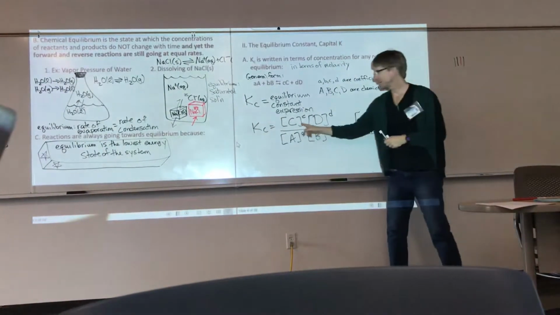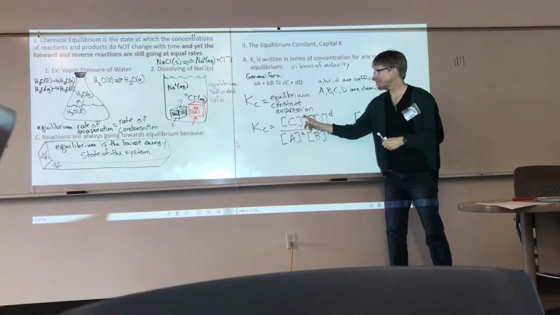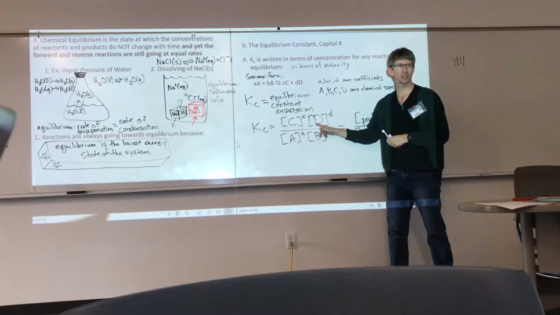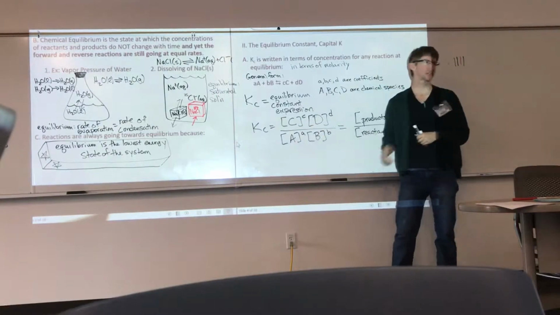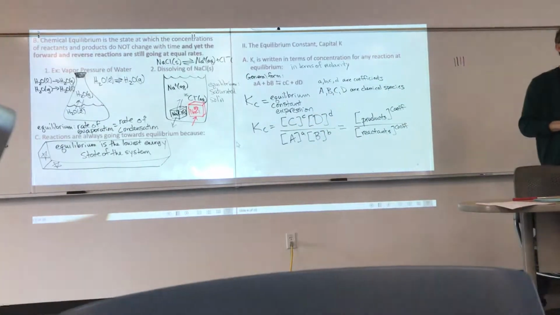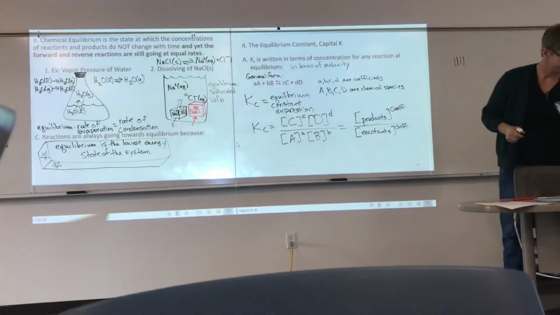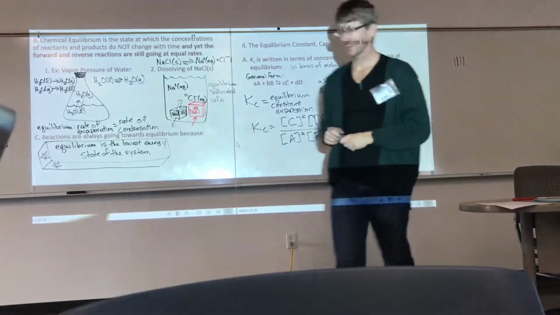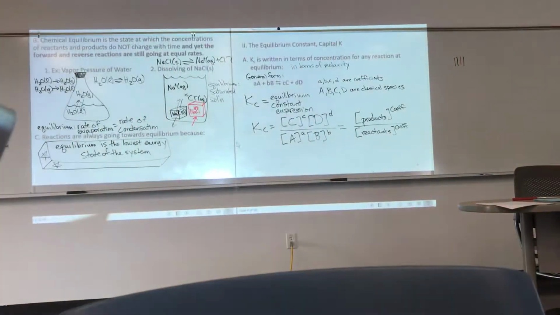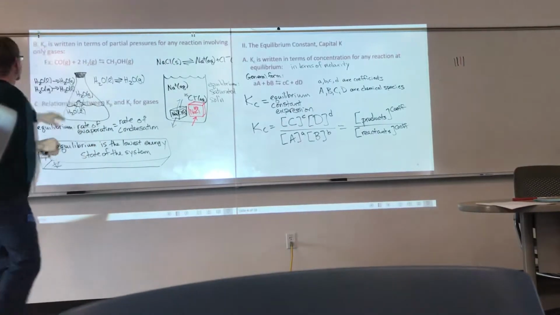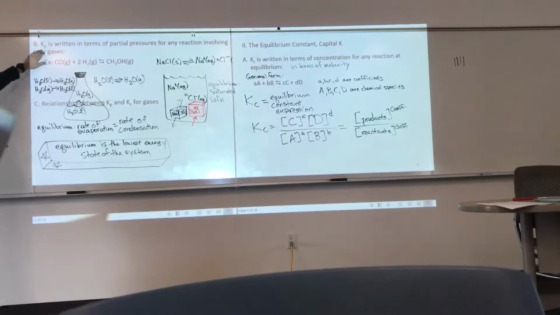And just to be clear, concentration of C raised to the power of little c is multiplied here times the concentration of D. There's no addition or subtraction. That's Kc. Now let's write Kp.